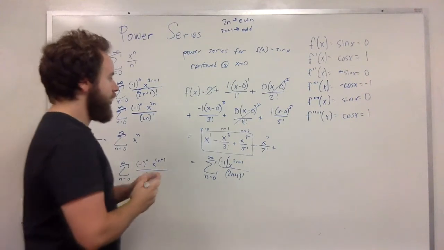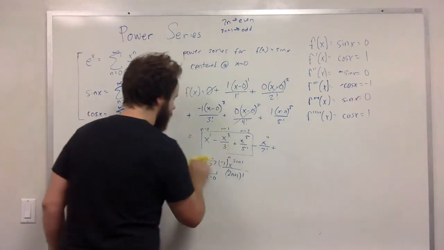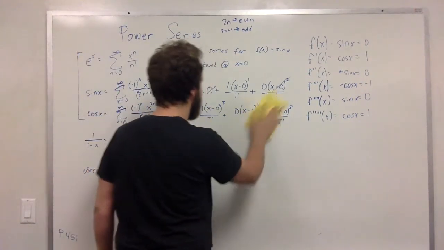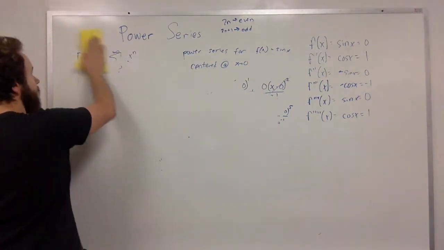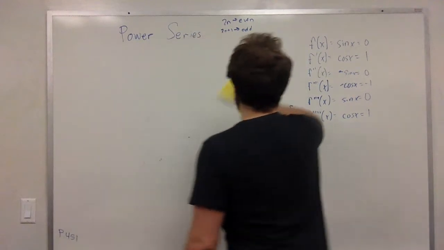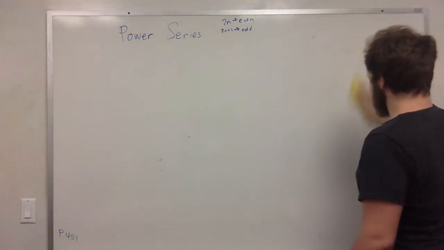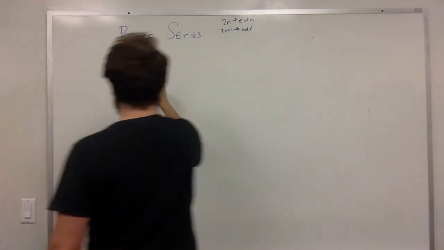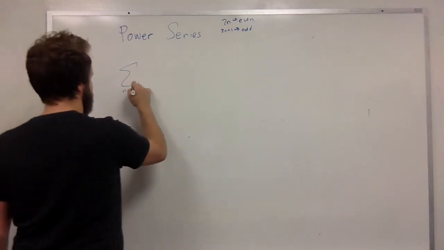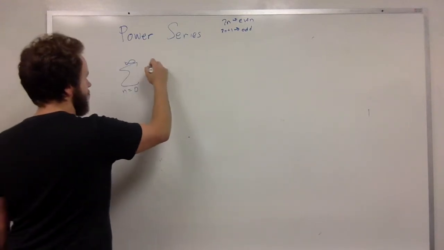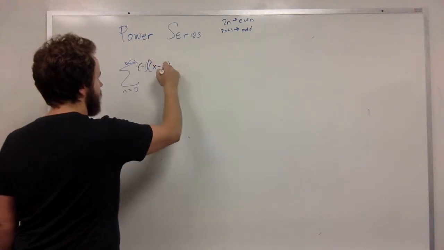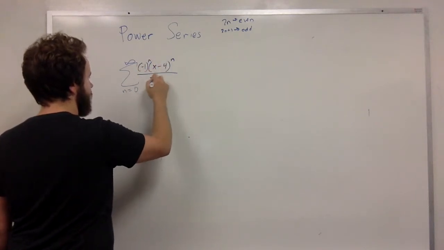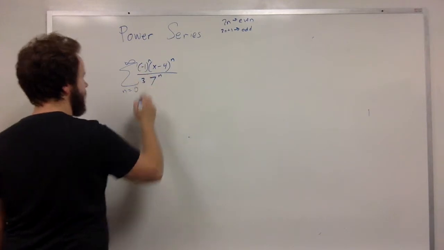Good? All right, let's talk about finding the radius of convergence and interval of convergence for a series, and then we'll move on to solving differential equations with them in a minute. Just in case you're starting from scratch with power series, suppose I gave you a series like negative 1 to the n times x minus 4 to the n all over 3 times 7 to the n.